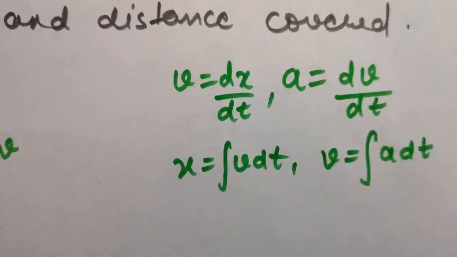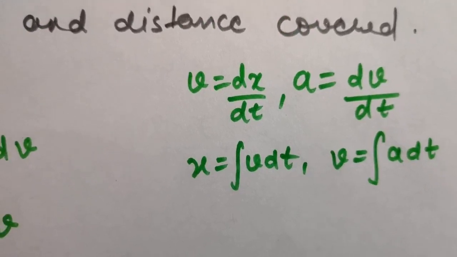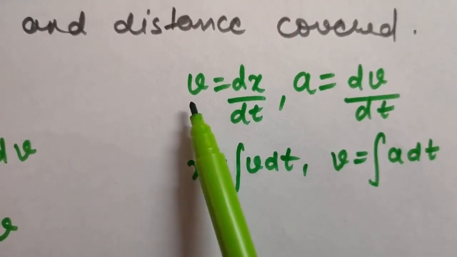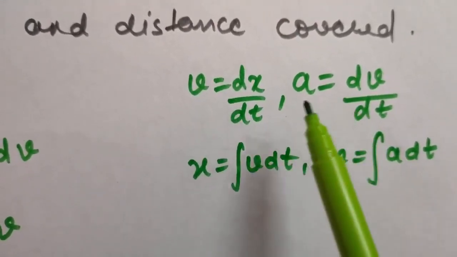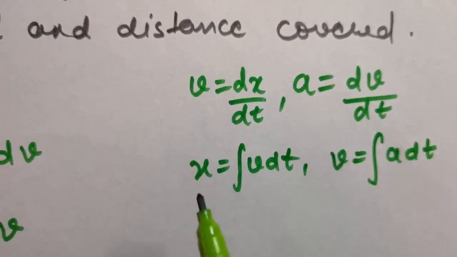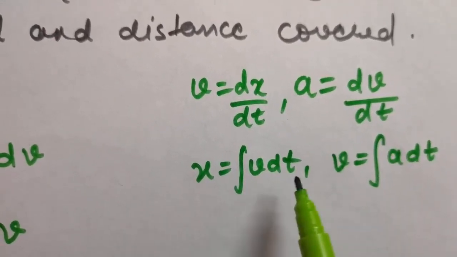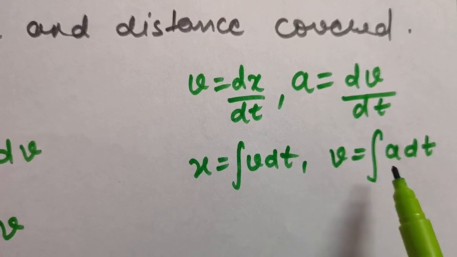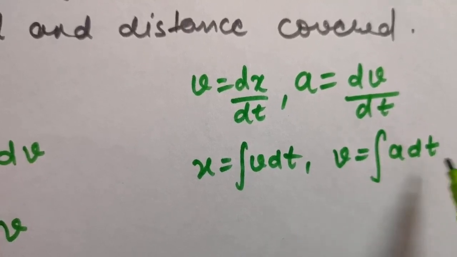We can say overall we have got four formulas. If we want to calculate velocity, we'll use dx by dt. For acceleration, dv by dt. For distance, integration of v dt. And for velocity or speed, integration of a dt.